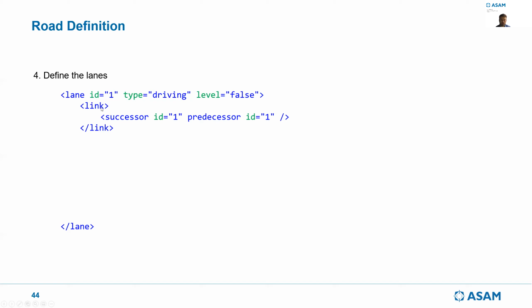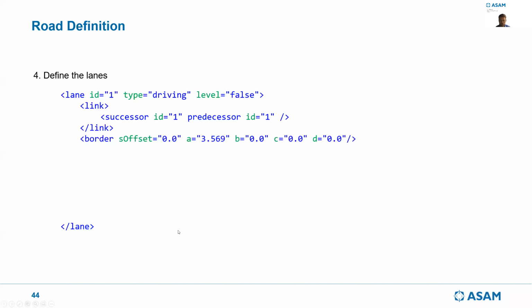And of course, each of the lanes has a predecessor in the preceding road. So this predecessor here would be the lane ID 1 in road 2, and the successor here is of course the lane ID 1 in the succeeding road 3.